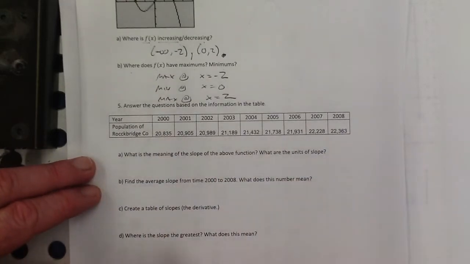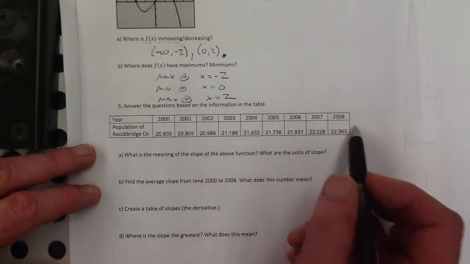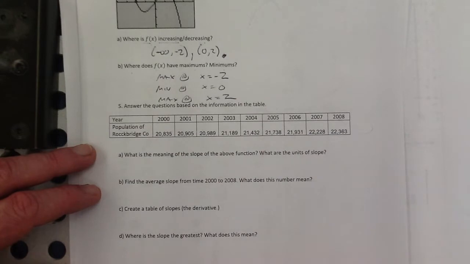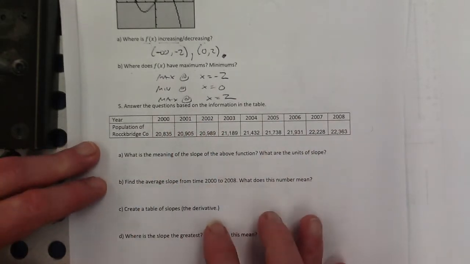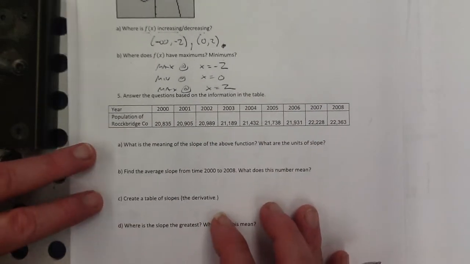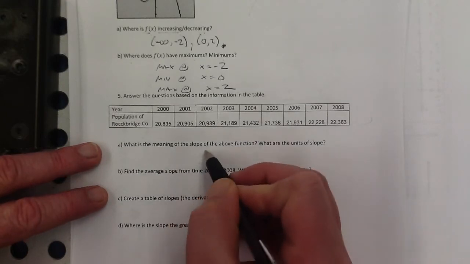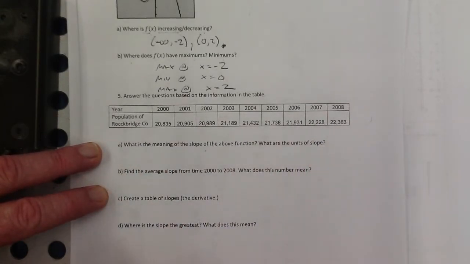All right. So here's some information. I pulled this off of some county website. This is real data. This is the actual numbers. I didn't make it up. What's the meaning of the slope of this function?